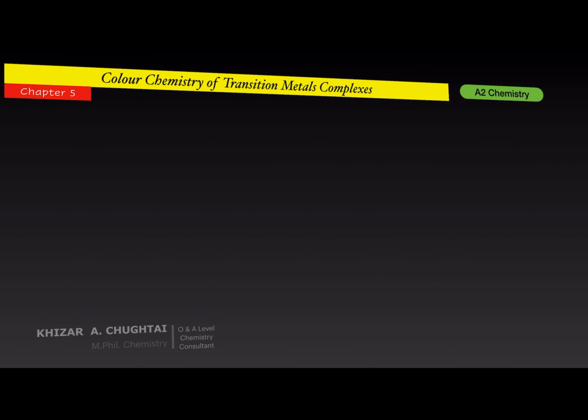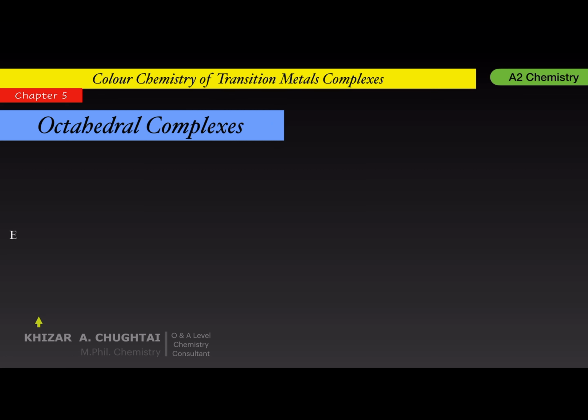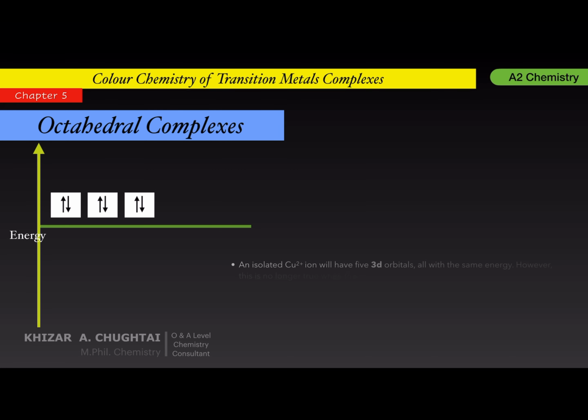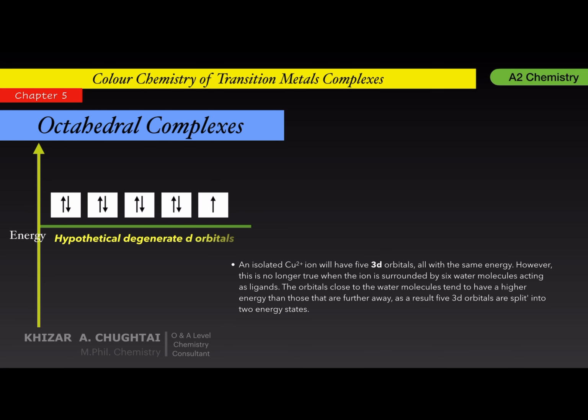The next one is octahedral complexes as well. Transition metals make octahedral complexes, and once again, initially they all are having same energy d orbitals. In this case, a copper 2 positive ion, that is an isolated copper 2 positive ion, is having 5 d orbitals, and they all are lying at the same energy axis. This copper ion is having 9 electrons at the moment. So this 3d is hosting 9 electrons, and these 9 electrons in 5 d orbitals are lying at the same place.